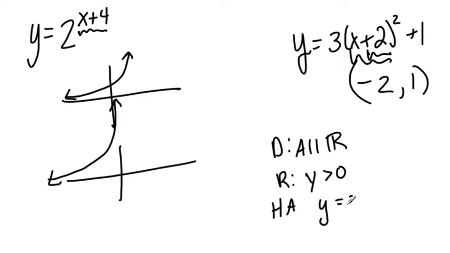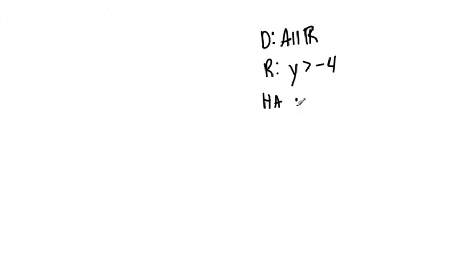Y equals 0. I want you to figure this out. I want my domain to be all reals. I want my range to be y is greater than -4. And I want my horizontal asymptote to be y equals -4. What is the equation that would give me that?